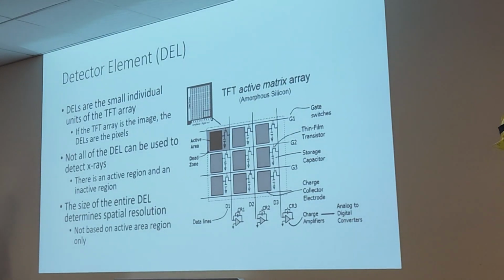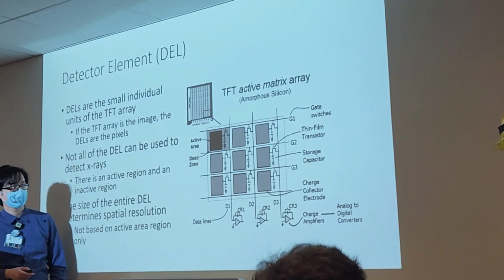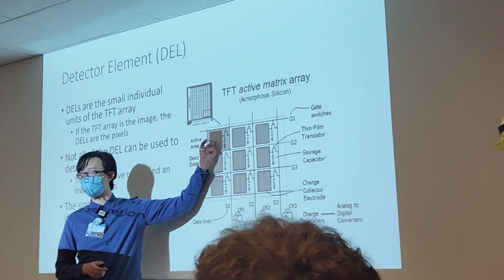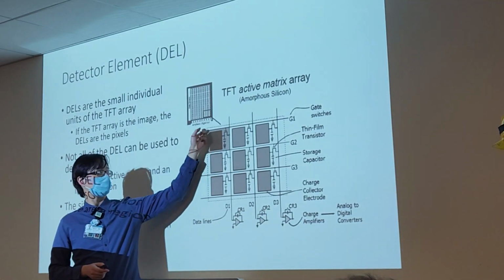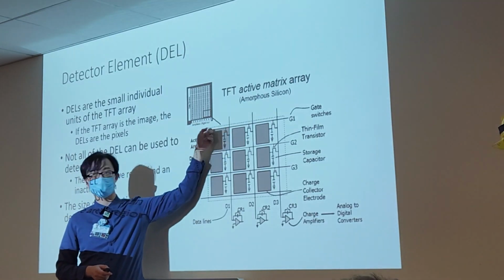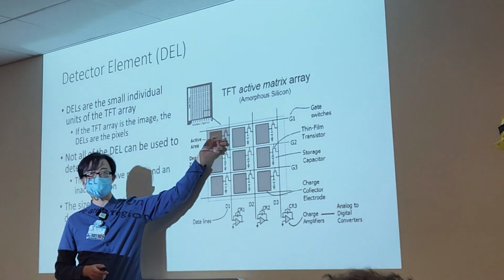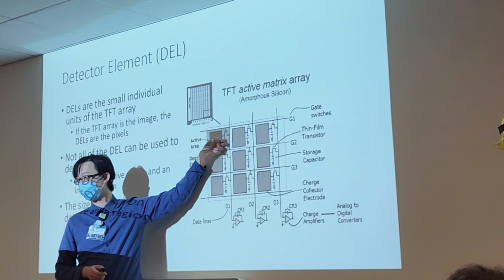Wait, can you go over the active region? So active 2n was not the size of the number. The active region is the part of your TFT that can detect X-rays. This inactive region will not detect any X-rays. Even if X-rays hit this, it will not realize it.